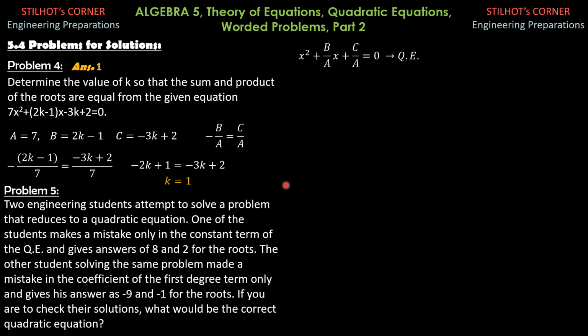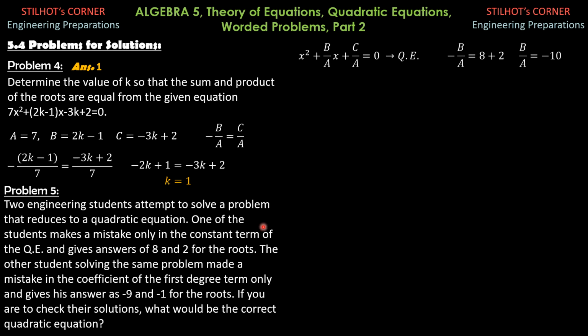So as I said, for the first student, as stated here, he makes a mistake in the constant term c, so we must not involve c. Therefore, the sum of the roots, negative b over a, must be 8 plus 2, which must be correct. So negative b over a equals 8 plus 2, so that means b over a is negative 10.